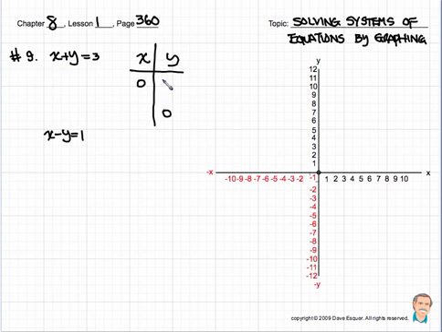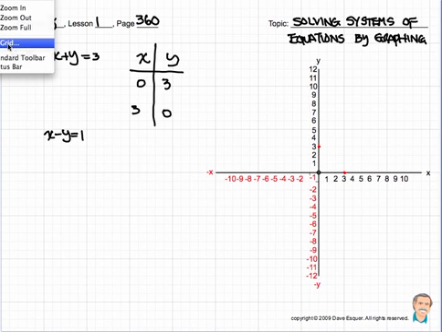So if x is 0, y turns out to be 3, kind of a no-brainer. And if y is 0, x turns out to be 3, so another no-brainer. So we have those ordered pairs 0, 3, and 3, 0. Let's put those on our graph over here. We've got 0, 3, and 3, 0. So let's connect that line.